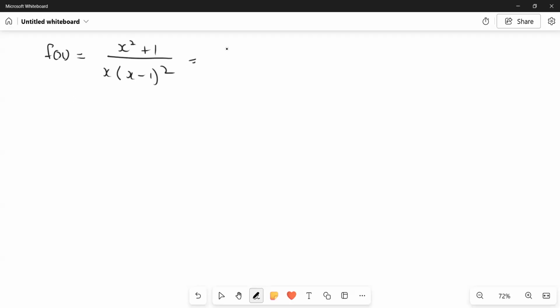So what you will have is this will simplify to be A over x, that's one of the factors there, plus B over x minus 1 plus C over x minus 1 squared. So you don't just have B over x minus 1 squared. You have B over x minus 1, C over x minus 1 squared. So you have a third unknown to solve for there, right? Good. So you multiply throughout by this, right?